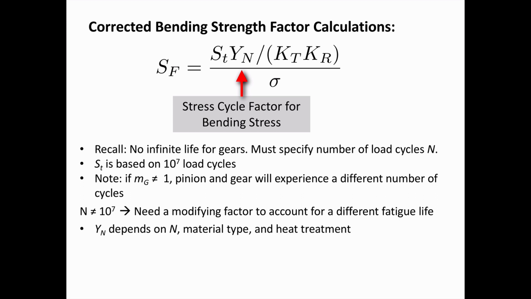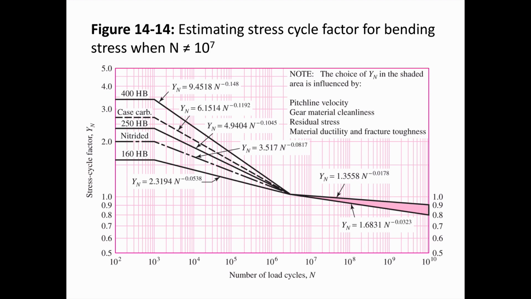And we've done similar things in the past in other sections of this class. So this factor depends on N, the number of load cycles, the material type, and the heat treatment. We can obtain this value from figure 14-14. So here's figure 14-14, and we can see how under different conditions for different materials, this factor varies with the number of load cycles. You can see from here that we don't have this flattening out like we did in the SN curve for steels. So in other words, we don't have an infinite life in this case.